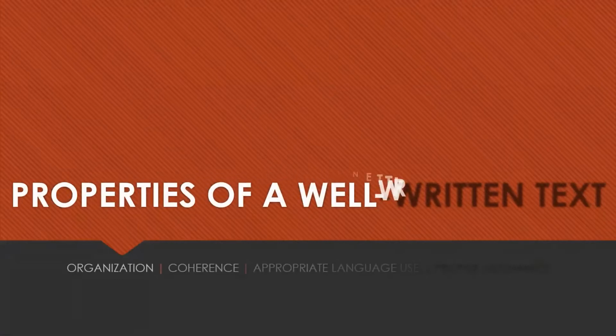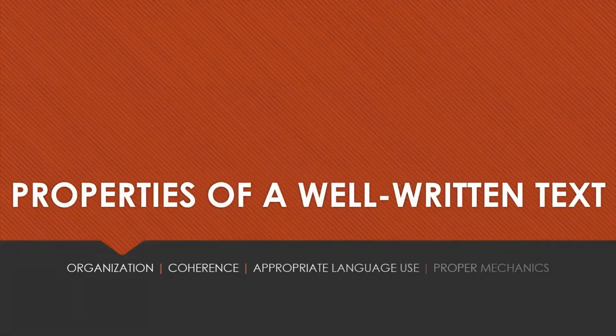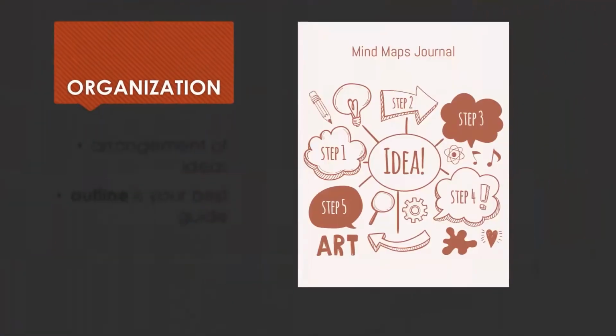are the properties of a well-written text. Number 1. Organization. This is the arrangement of ideas in a text. To achieve good organization of a text, create first an outline as a guide.